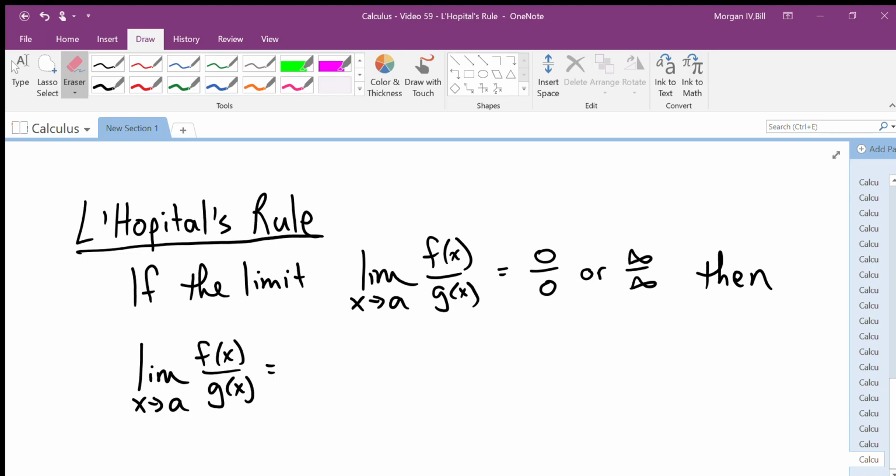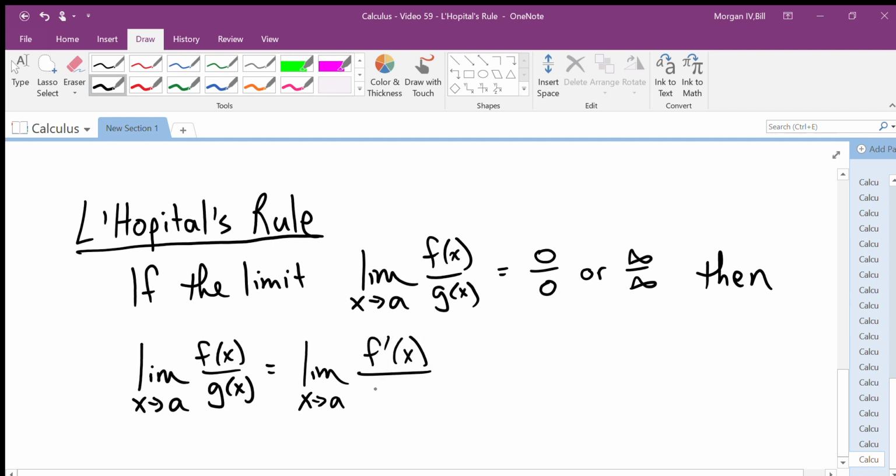That limit, the limit as x goes to a of f of x over g of x, is equal to the limit as x goes to a of f prime of x over g prime of x. What we're doing here is we're taking the derivative of the numerator, f prime, and the derivative of the denominator, g prime, and we're doing it separately. We're not doing quotient rule here. We're doing just the derivative of the numerator and just the derivative of the denominator.